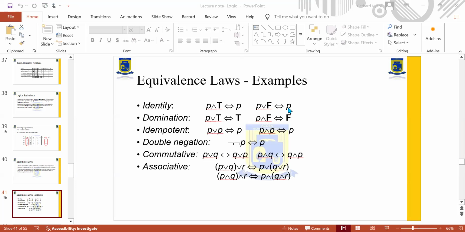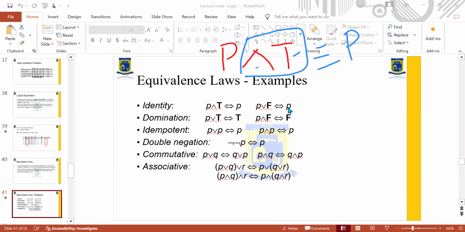You can see from here that we have P and T. Okay? P and T. So all that we are looking at is this part. We are saying that this true statement does not affect the conjunction. So your output is the same as P. Okay? Your output is the same as P.